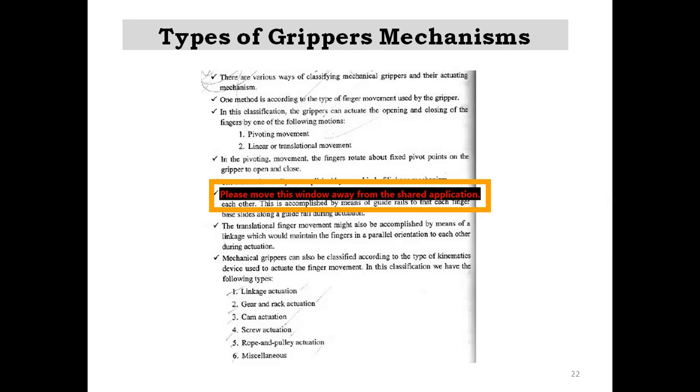Whereas the translation finger movement might also be accomplished by means of a linkage, which would maintain the fingers in a parallel orientation to each other during actuation. Mechanical grippers can also be classified according to the types of kinematics used to actuate the finger movement. In this classification, we have the following types: linkage actuation, gear and rack actuation, cam actuation, screw actuation, rope and pulley actuation, and miscellaneous.